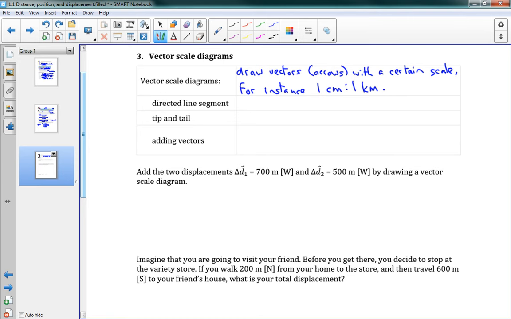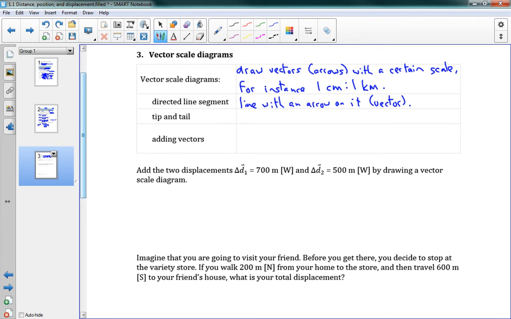Okay, and part of this, I said we draw these vectors. Well, another way of calling these vectors are directed line segments. So this is a line with an arrow on it. So that's how we draw a vector. We call them directed line segments. All right, and when we're drawing these pictures, we want to use a method called the tip-to-tail method.